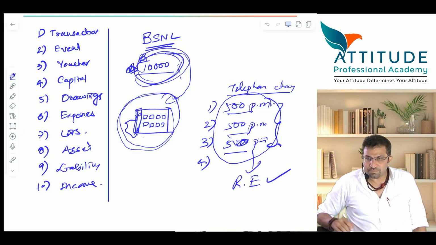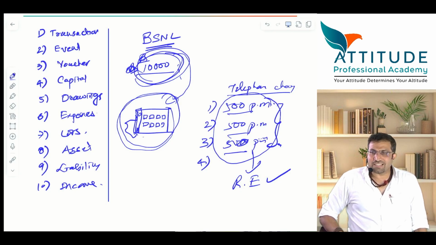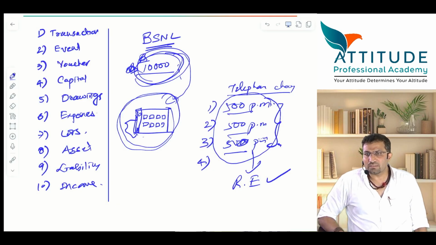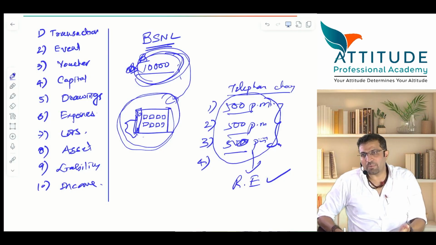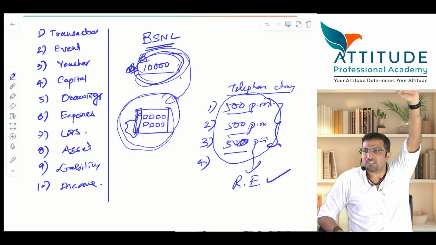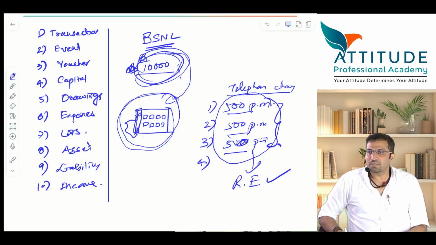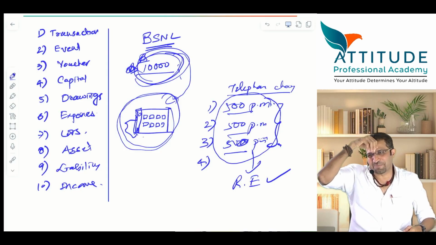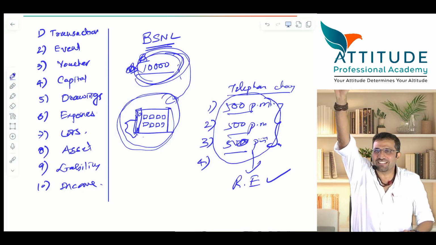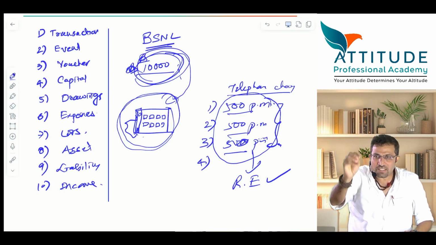What about this 10,000? ये 10,000 क्या है? Capital expenditure, revenue expenditure, or not an expenditure only? How many of you say capital expenditure? अरे बोलो ना भाई. Raise your hands. Okay. How many of you say revenue expenditure? So all are confused. How many of you say it is not an expenditure only? Anybody who says it is not an expenditure? Only sir is raising the hand. It is not an expenditure.